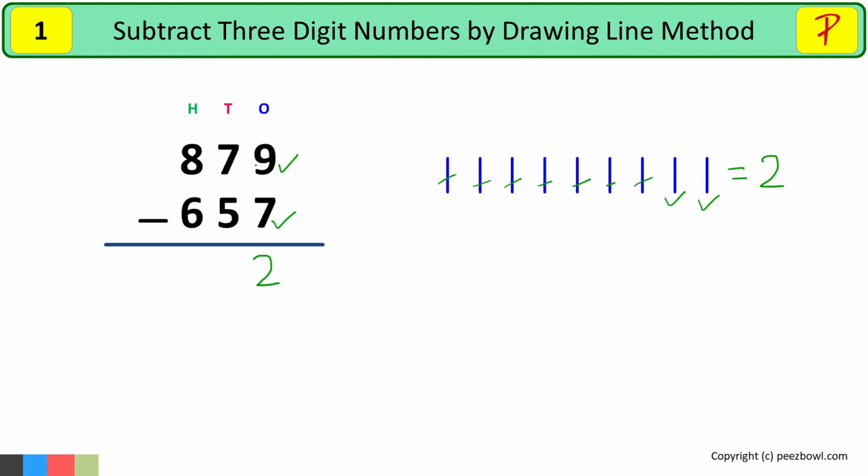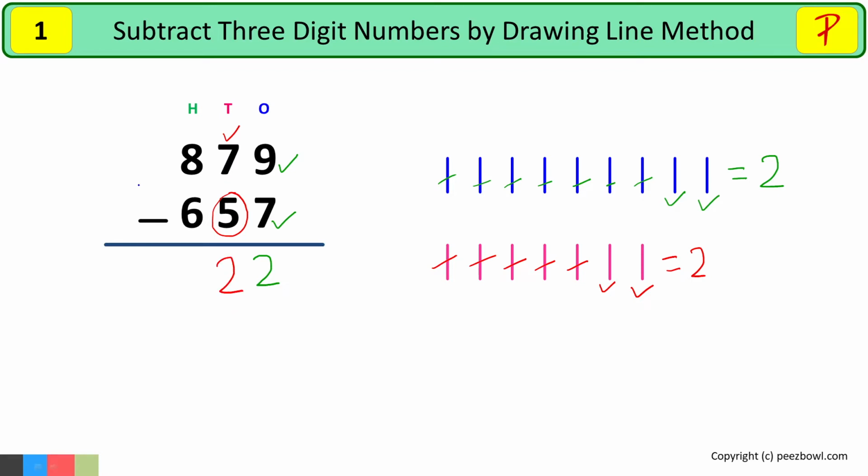In 879 there is 7 at the tens place, so I will draw 7 lines. Here we have 7 lines to show digit 7 at the tens place. Now from these 7 lines we need to remove 5 lines because in number 657 there is 5 at the tens place. So I cut 1, 2, 3, 4 and 5 lines. After cutting 5 lines we have 1 and 2 lines remaining. So I will write 2 here. I will also write 2 at the tens place below 7 and 5.